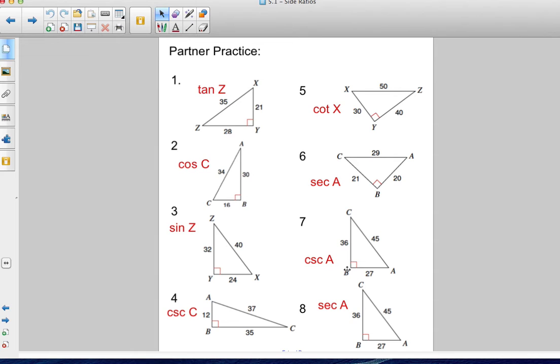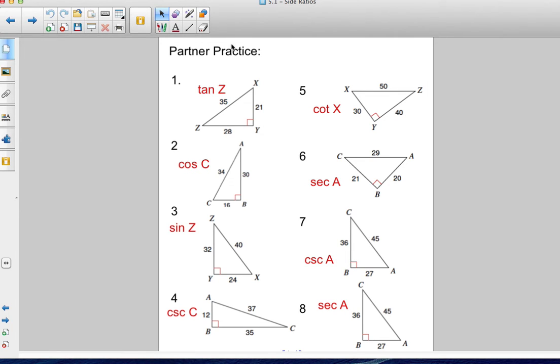Number 7, cosecant A, again the reciprocal of our sine function. So we have A here. Sine would be opposite over hypotenuse. Cosecant, therefore, is hypotenuse over opposite. 45 over 36, you could reduce that to 5/4. And number 8, secant of A. Again, secant is the reciprocal of cosine. So cosine is adjacent over hypotenuse. Secant is going to be hypotenuse over adjacent. So 45 over 27, reduce that down to 5/3.